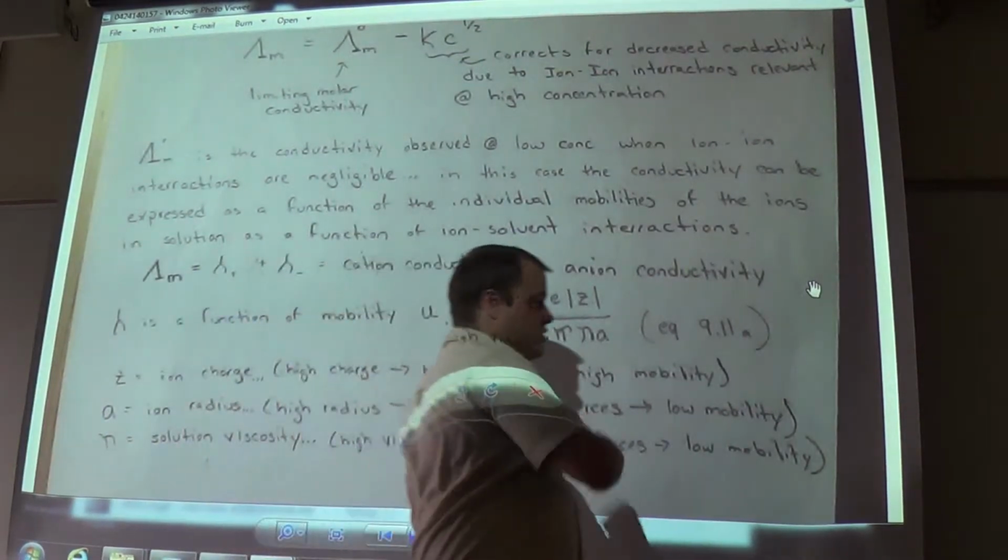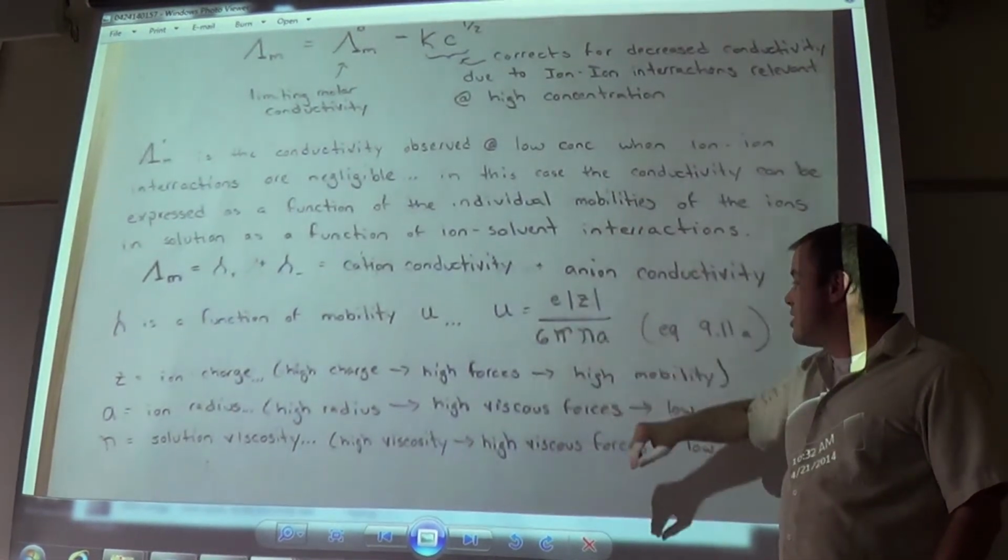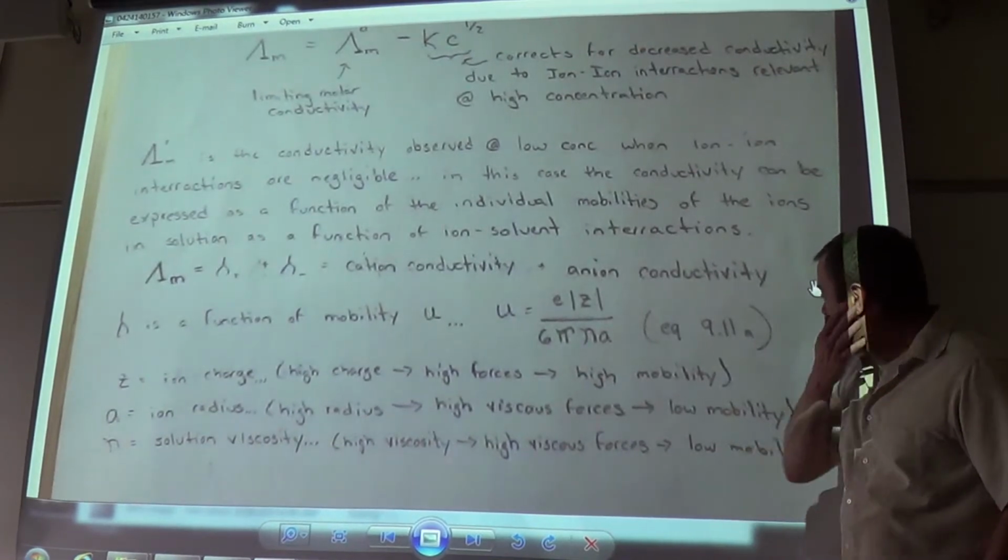I showed this equation too early. I wrote it down in the notes too early, but mobility is z e over 6 pi eta a. We'll show you right now where that comes from.